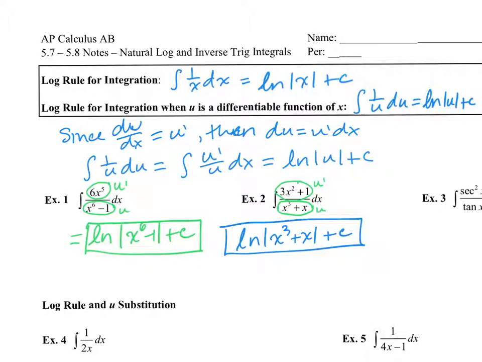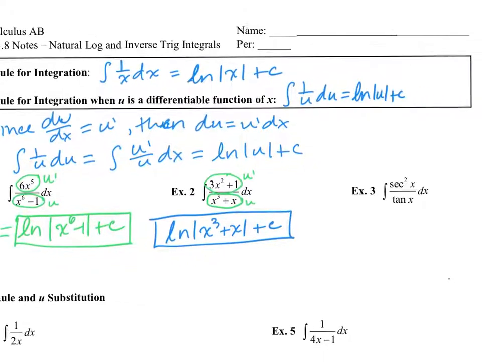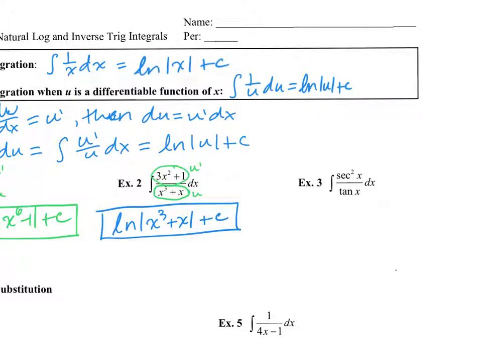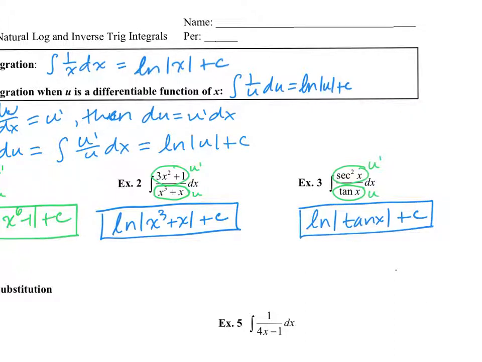All right, then let's take a look at example 3 and see if it fits that pattern as well. Let's call the denominator u. If you take the derivative of tangent x, its derivative is secant squared x. So we have, again, u prime over u. So our integral would just be the natural log of the absolute value of the denominator, tangent x, and then plus c. All right, so always be on the lookout for that u prime over u pattern, because when you find it, it's going to be very simple.